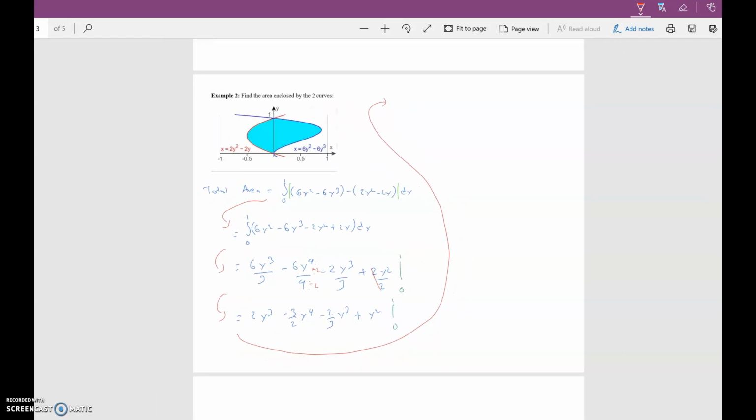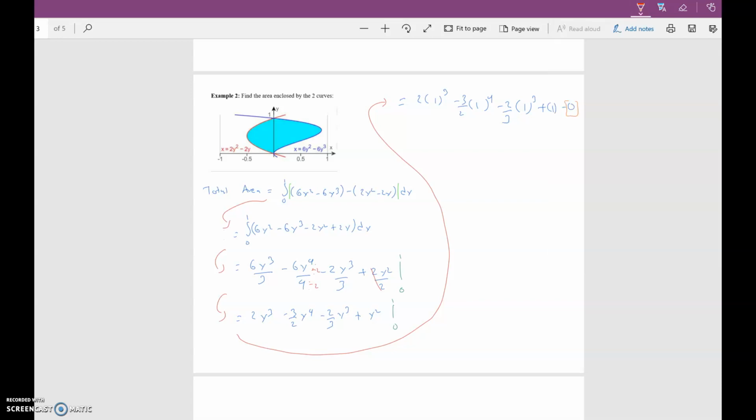I think we're good. So in this case, let me plug in the 1. So this is going to be 2 times 1 to the third minus 3/2 of 1 to the fourth power, and then minus 2/3 of 1 to the third, technically plus 1, minus 0. I'm just going to leave the minus 0 there to make sure that we don't forget that technically that would be the second limit evaluated at 0.